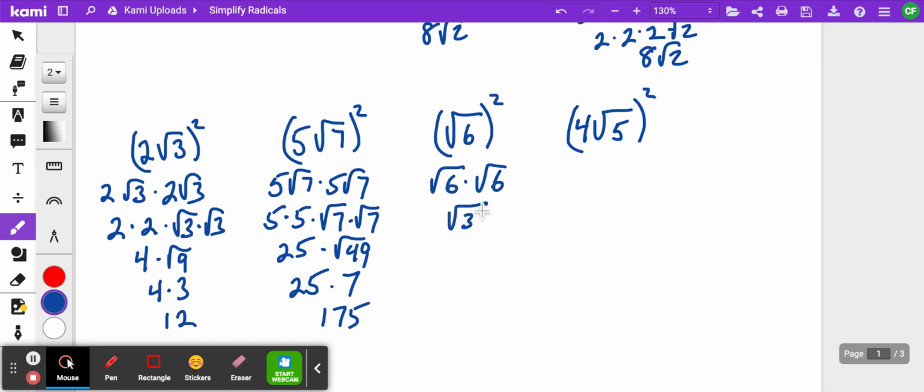This is just square root of 6 times the square root of 6. 6 times 6 is 36. Underneath the radical symbol, square root of 36 is 6.